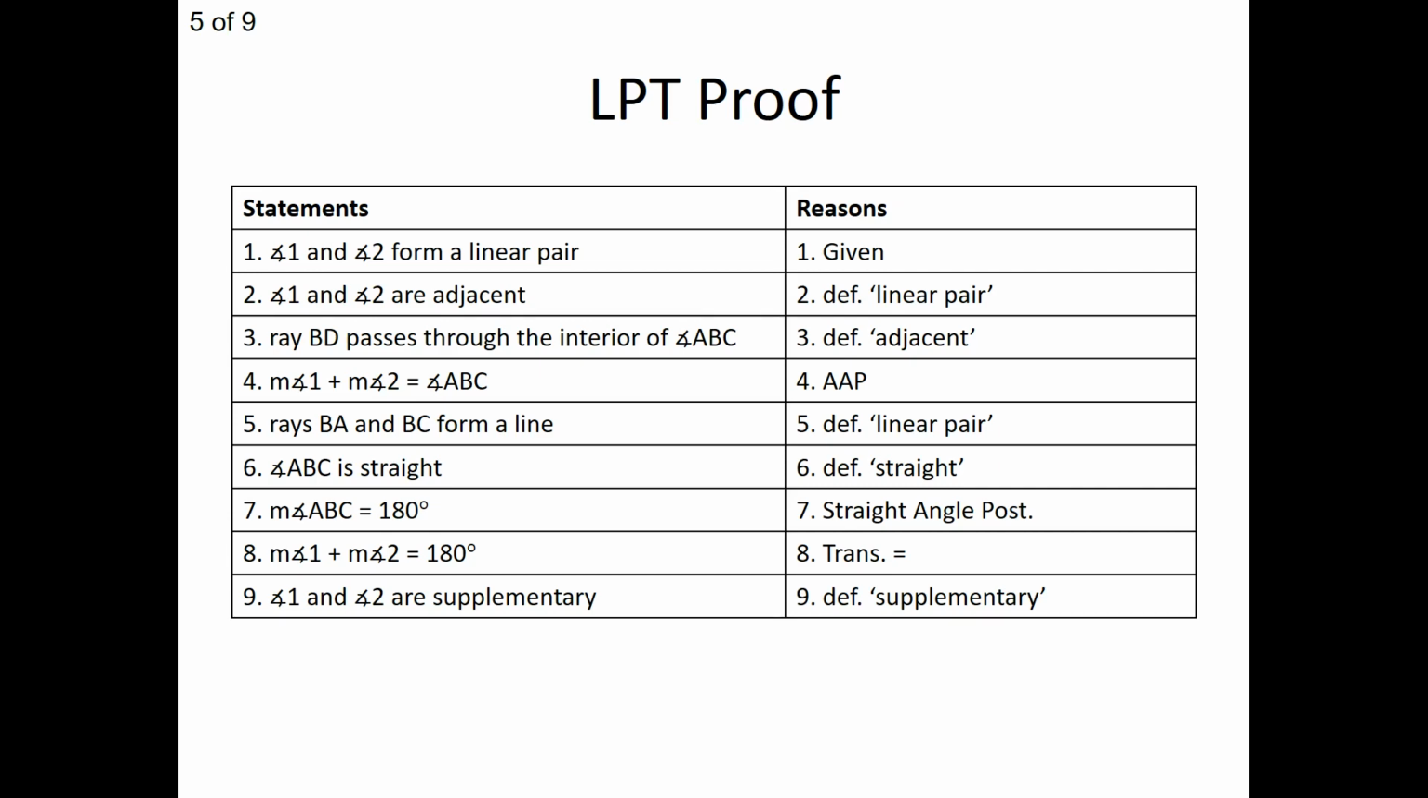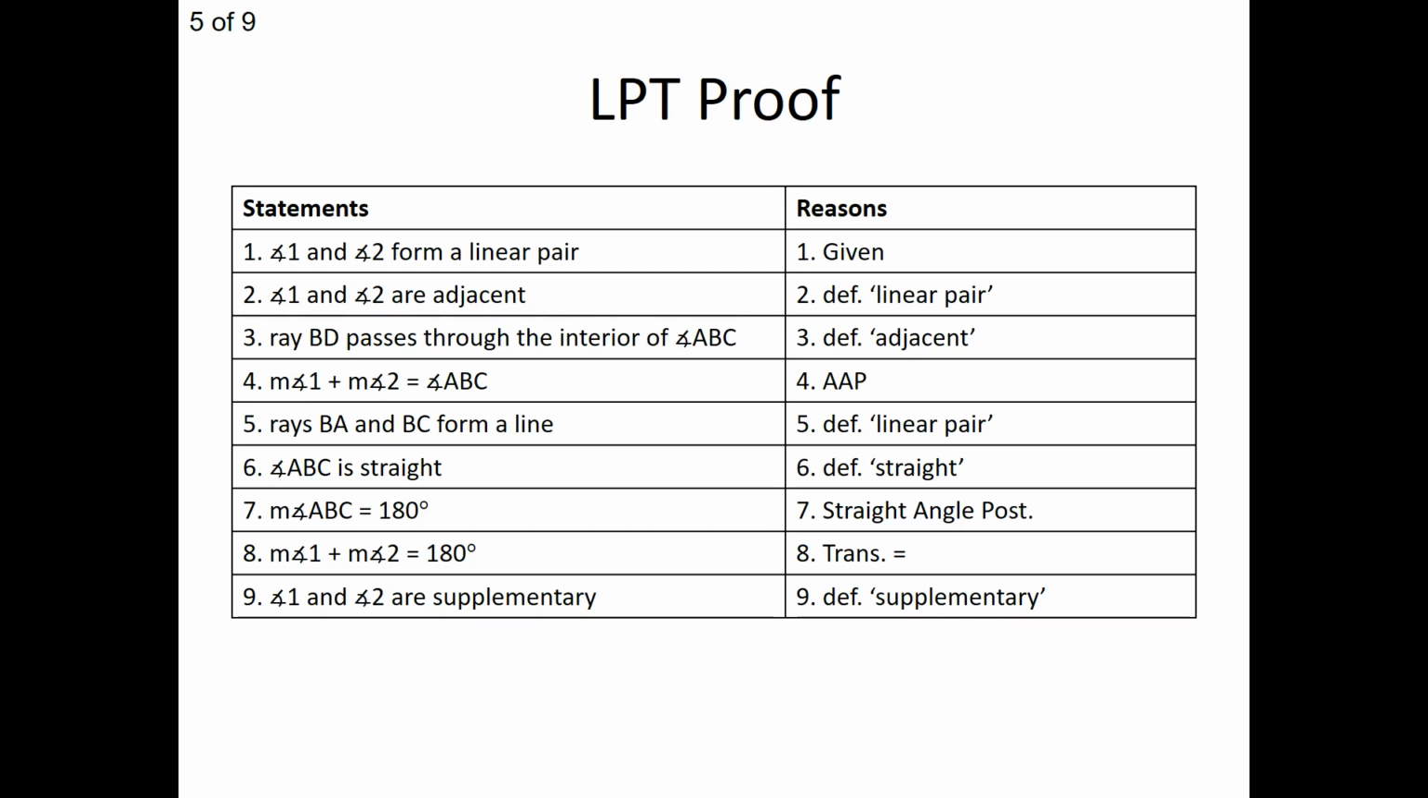So let's follow through with the logic. In our first statement, we're given that two angles form a linear pair. By the definition of linear pair, there's really two things happening. The first thing I know about those two angles is that they are adjacent. So I follow with that first thought. And in step 3, I'm following with the thought that because they are adjacent, there must be a ray, BD, that passes through the interior of angle ABC. That's by the definition of adjacent.